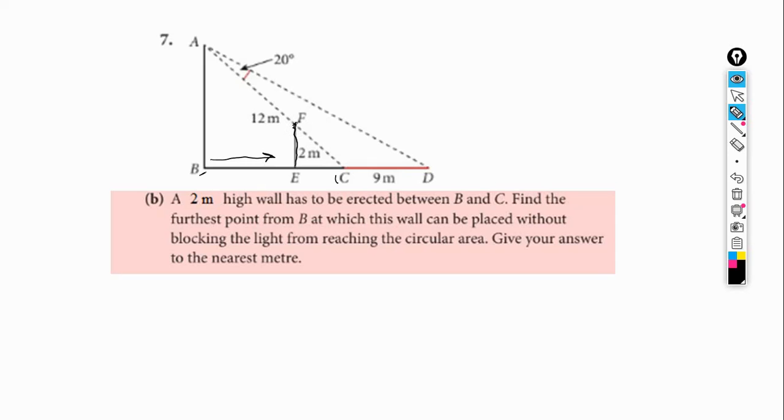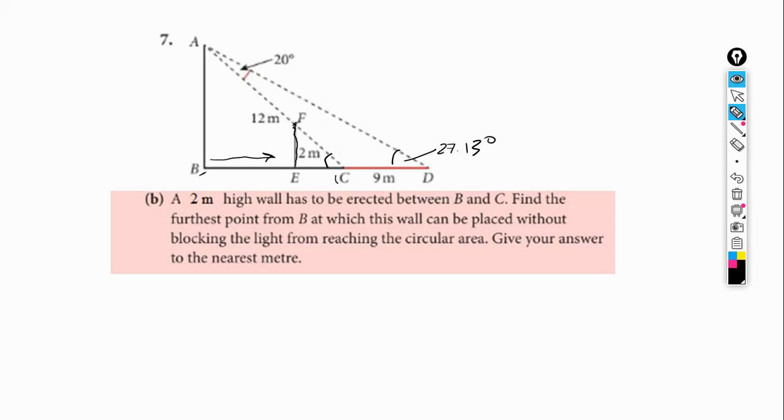And then it says, give your answer to the nearest meter. So basically, we need to find out this distance here. Very well. From the previous question, from part A, we found that this angle here on vertex D is 27.13 degrees. And we're going to need to use that because we can find out the measurement of this angle here, ECF, very easily.